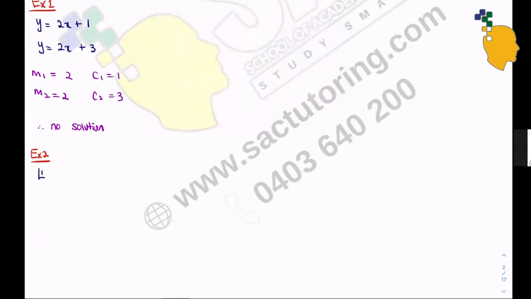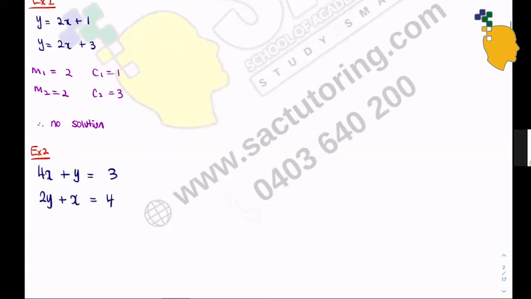Example 2 is 4x plus y equals 3, 2y plus x is 4. The equations are not in y equals mx plus c form, so we cannot find m and c values straight away. So let's rearrange the equations so that we can find m and c. So the first equation, we have 4x plus y is 3. Let's move 4x to the right. It will be y equals negative 4x plus 3.